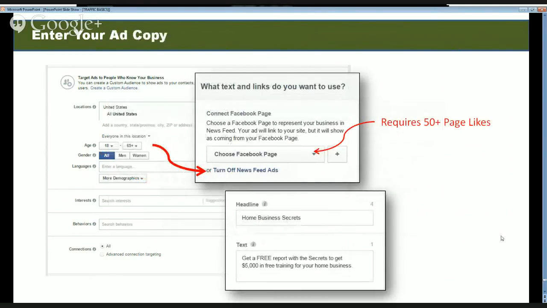Now, finally, you enter your ad copy. This is the copy that goes underneath the image. It's very limited what you can enter, so you have to be very precise in your wording. But it's very simple. You just put in what you want as the title, though they call it the headline, and put in the rest of the text, and you're done.